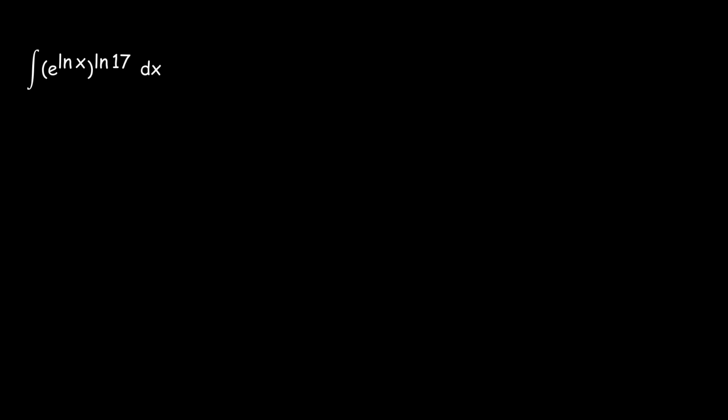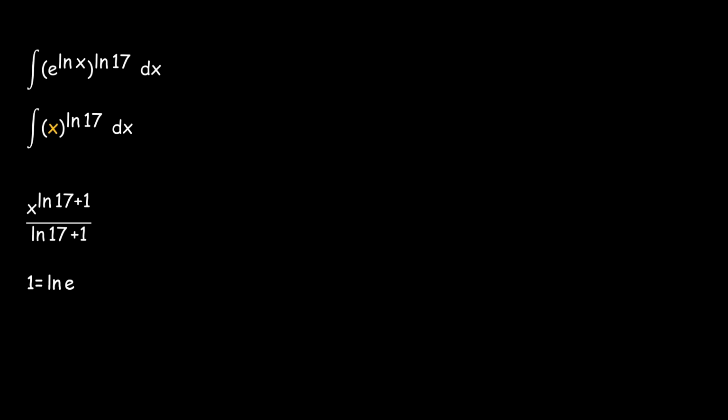e to the power natural log of x is just x, so we're going to have x to the power natural log of 17. Don't forget, natural log of 17 is a number, so we're going to have to add 1 to it and divide by the new value. So our answer would be x to the power natural log of 17 plus 1 over natural log of 17 plus 1. 1 is actually the same as natural log of e, isn't it?